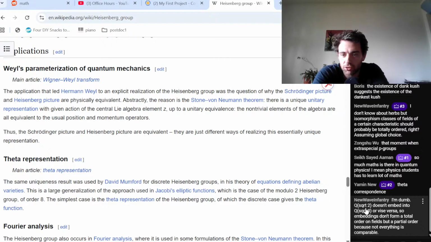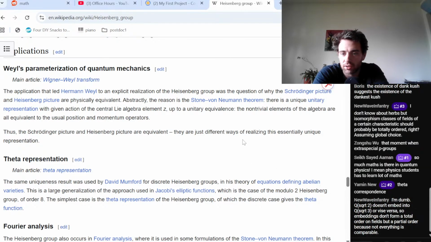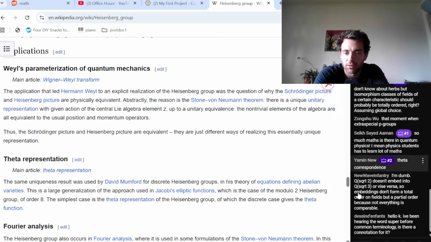Q adjoin square root 2 does not embed into Q adjoin square root 3 or vice versa. Exactly. Yeah, definitely not a total ordering. Yeah, not everything is comparable.